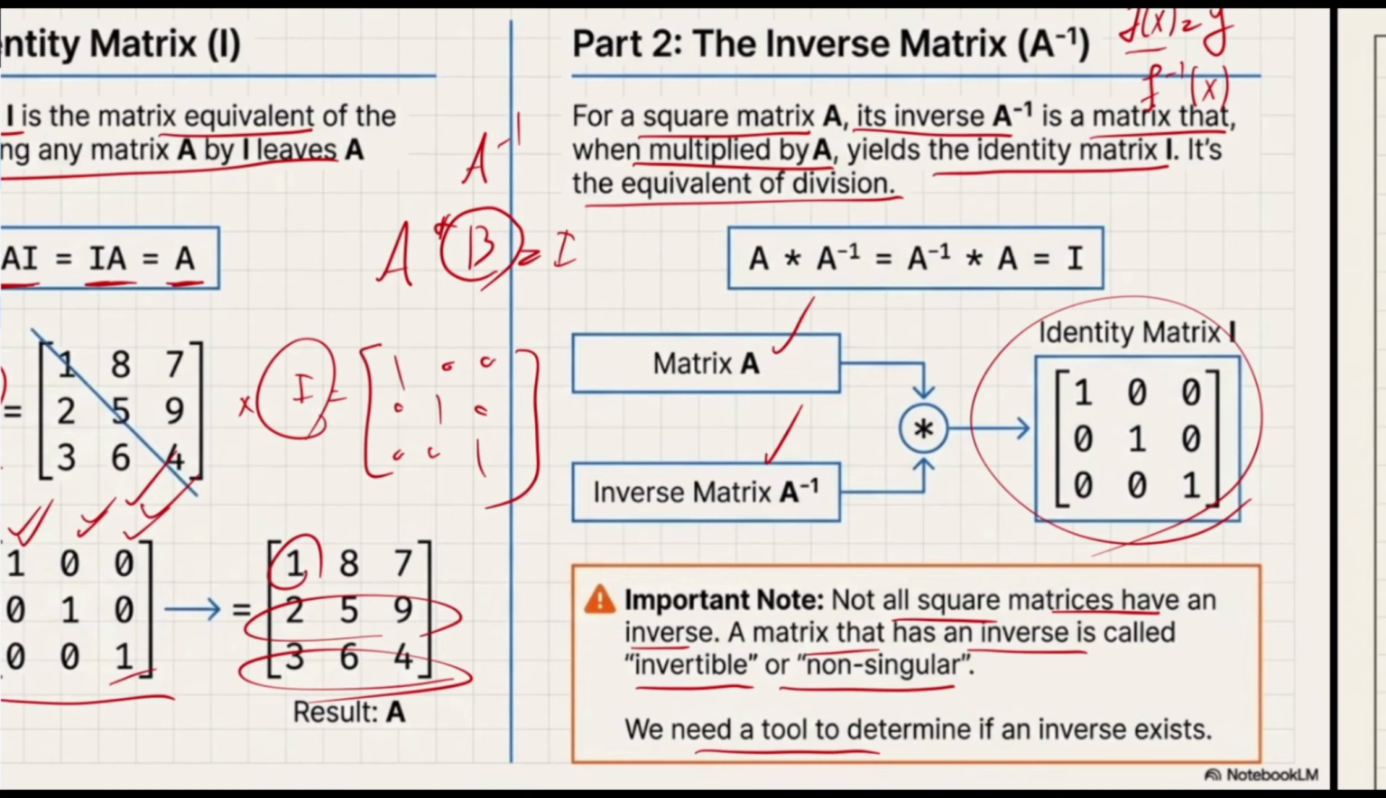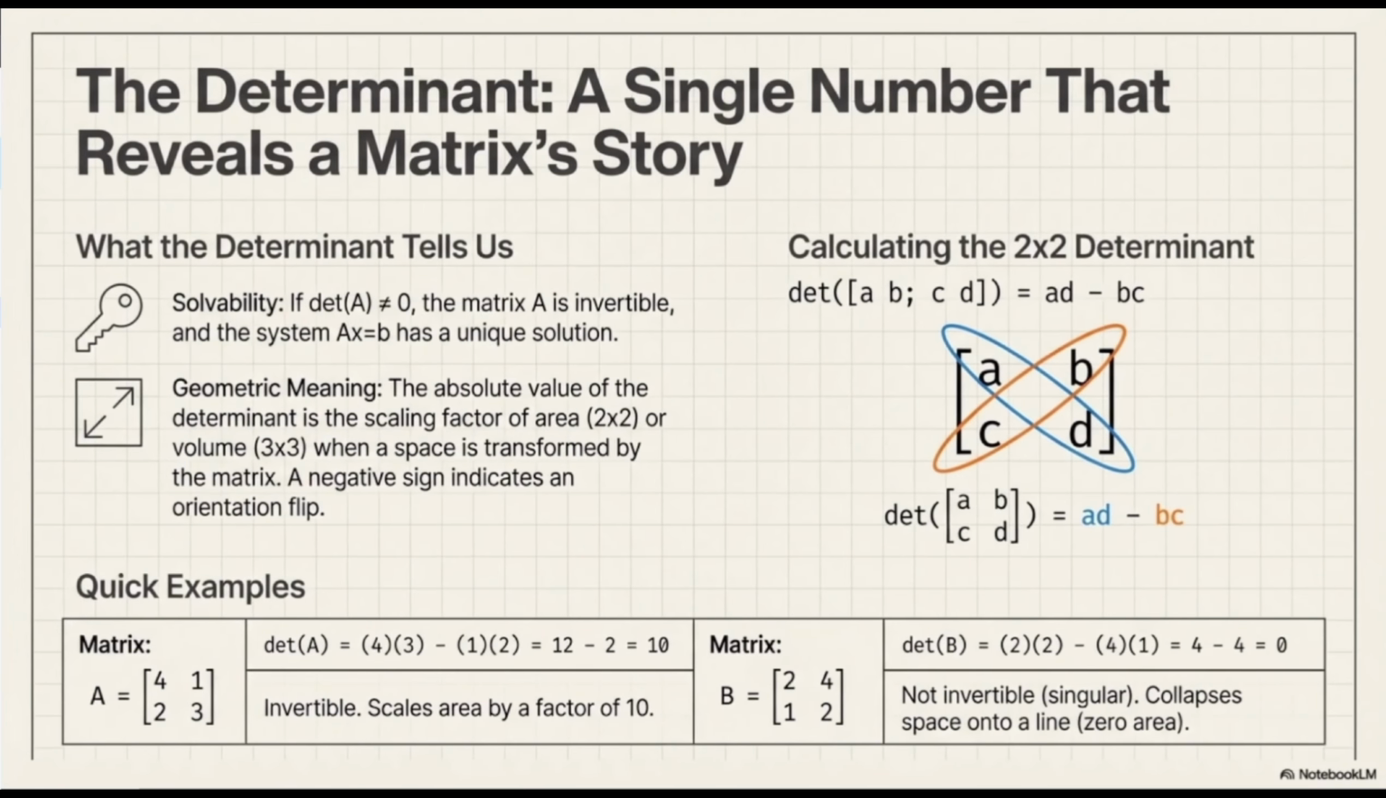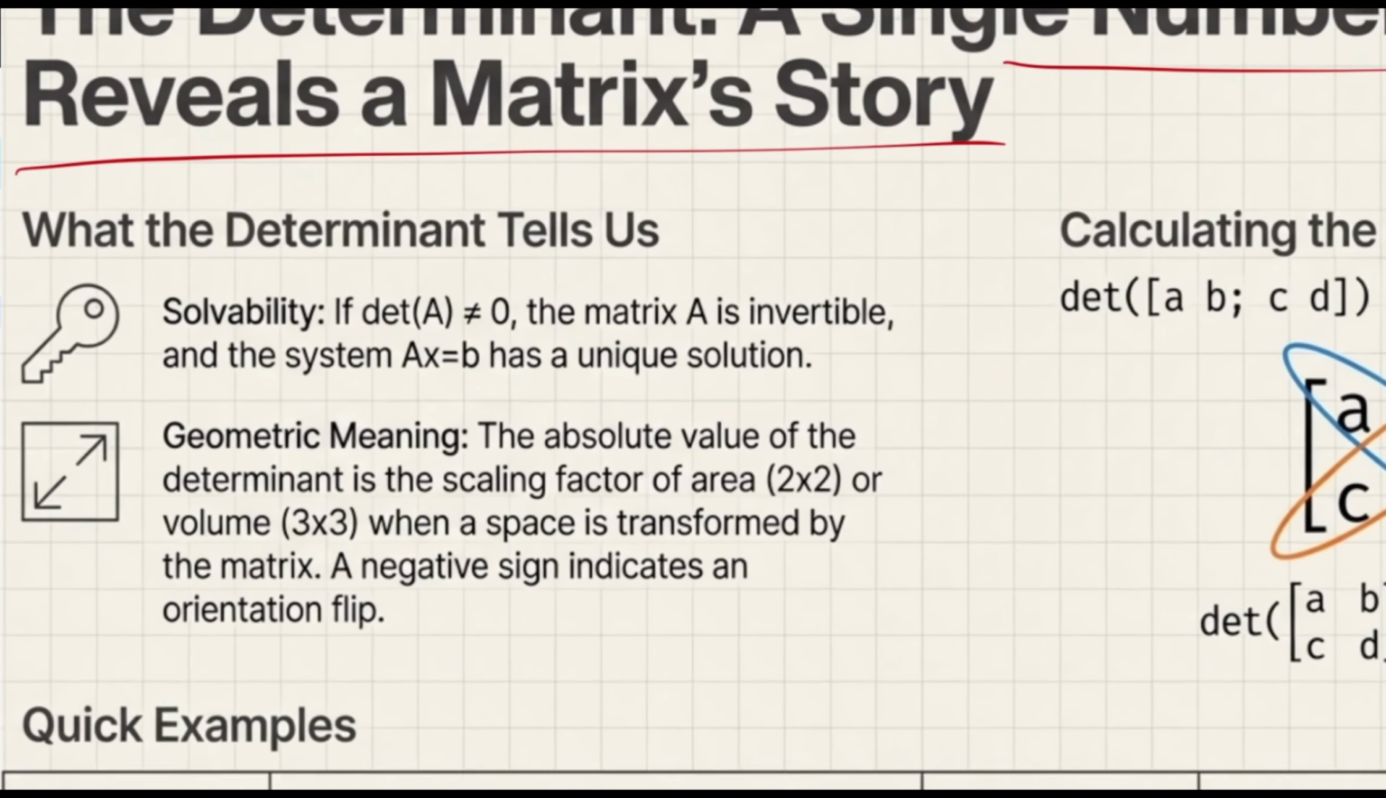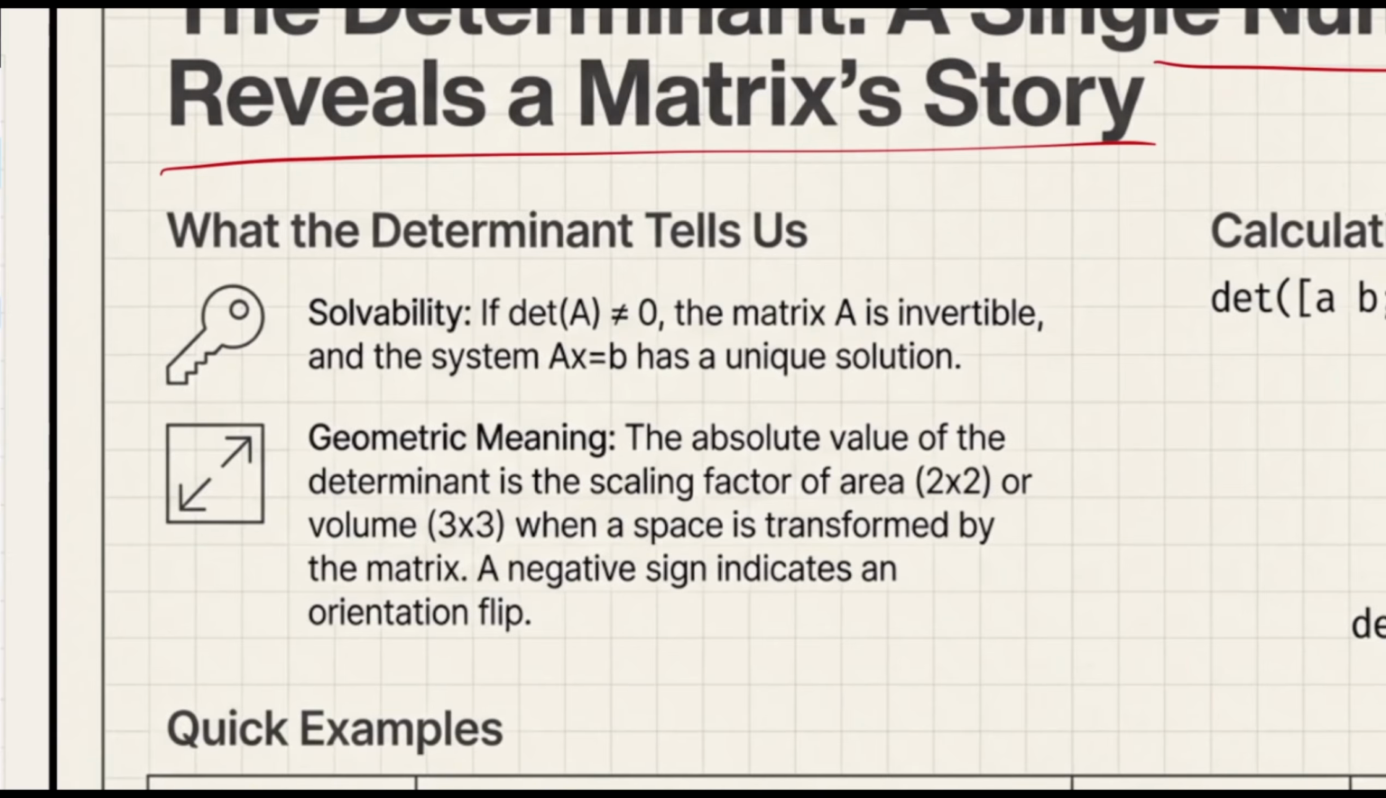We need a tool in order to determine if an inverse actually exists. How can we do that? By something that we call the determinant. A single number that reveals the matrix story. This is a very important section about matrices. You're going to see that a lot. You're going to use that a lot. First of all, what is this going to tell us? If you find the determinant of a square matrix, right now we don't know how to calculate it, but imagine that there is a number there.